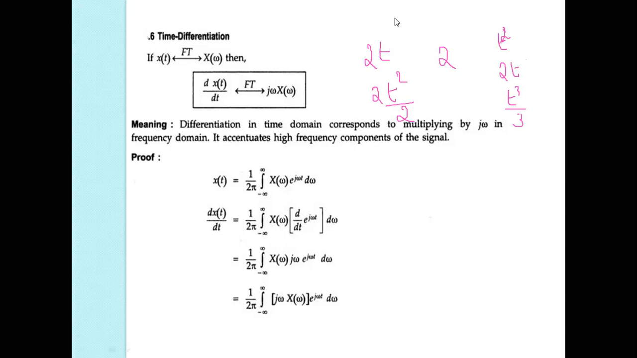Following, my dear students, when the time differentiation applies the derivative to the time domain function, j omega is multiplied to X of omega. Coming to the integration, it also applies to the time domain only, and j omega will be in the denominator: X of omega by j omega.